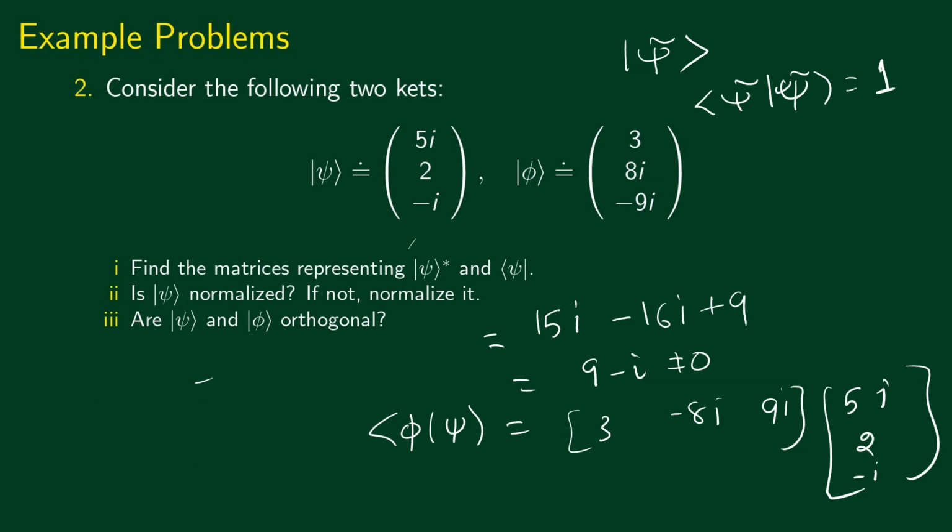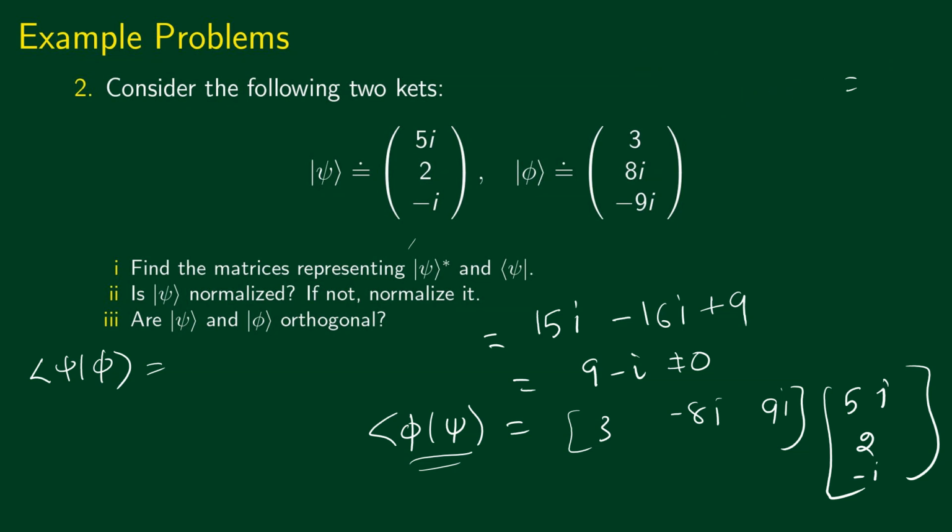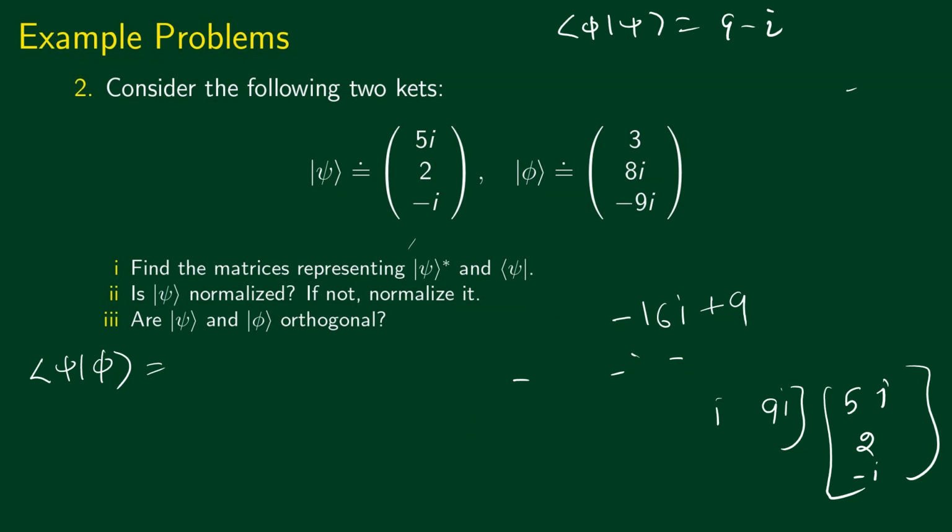Now, just for the sake of practice, here we have found bra phi ket psi. Let's now find bra psi ket phi. So let me write down the first result here: bra phi ket psi is equal to 9 minus i. This is what we found here. Let's find bra psi ket phi.